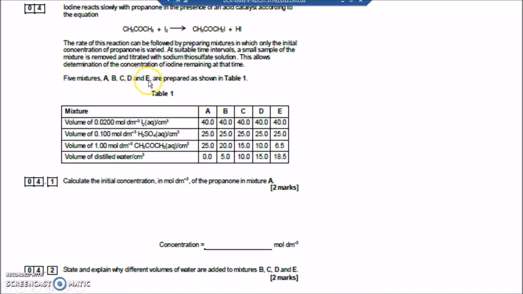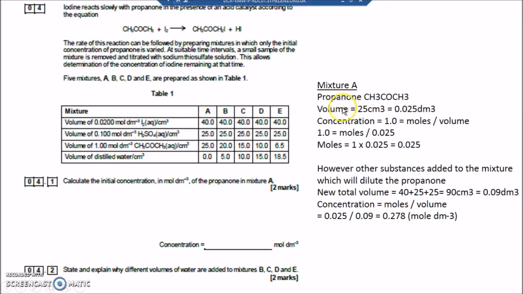I've got different mixtures, A to E, prepared. And it tells me how much iodine, sulfuric acid, propanone I've got in there and how much water. Calculate the initial concentration in moles per decimeter cubed of propanone in mixture A. Let's have a look in mixture A. Mixture A, propanone is here. I've got 25 centimeters cubed and I've got 1 mole per decimeter cubed.